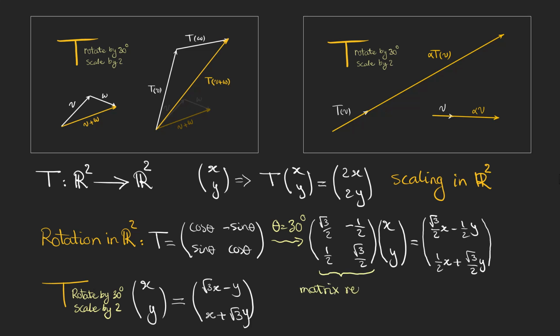Don't worry about this matrix, which is the matrix representation of this rotation, because I'm going to talk about matrix representation of linear transformations in another video. In this video, you're just going to see different kinds of examples of some transformations that are linear and also some others that are not linear.